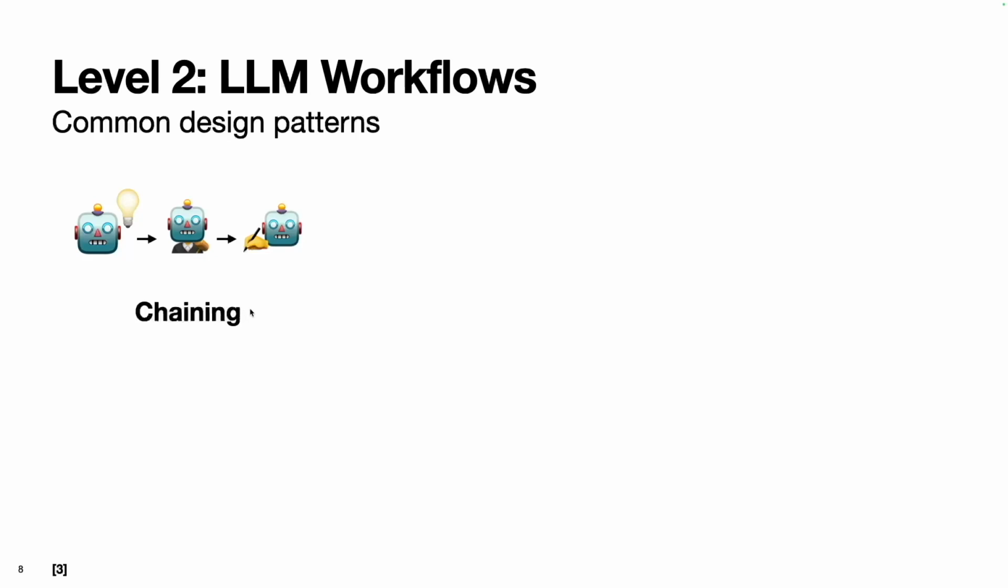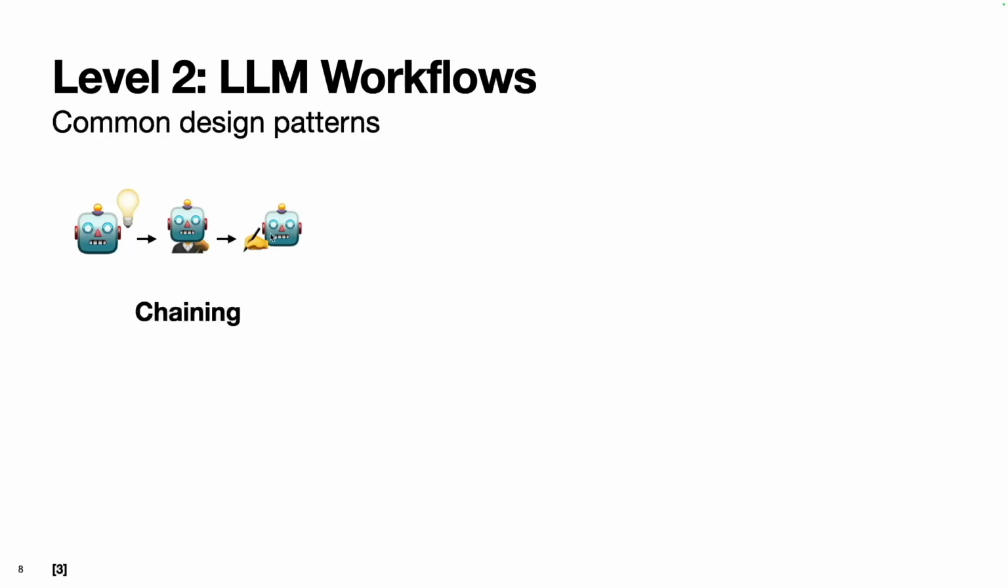So the first one is chaining. So this is a very simple design. You have module A passes output to module B, which passes output to module C. So maybe you have a system that is going to write blog posts for you. So you have one module just coming up with ideas, another module deciding what ideas are good and what ideas are bad.